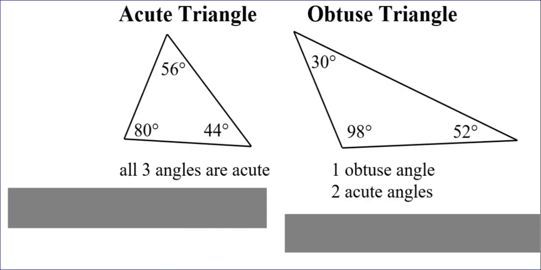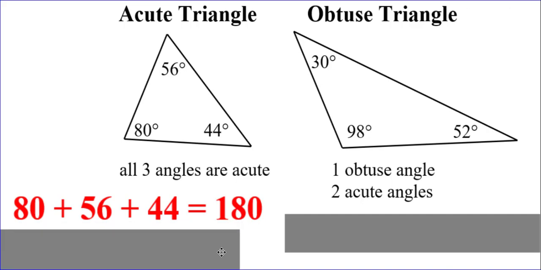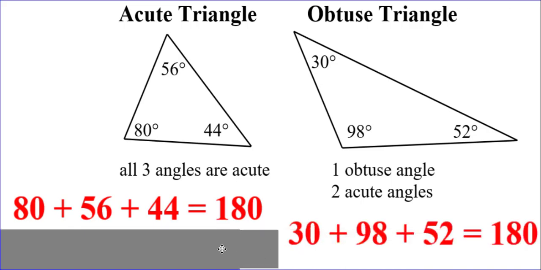It could be an acute triangle where you have three acute angles. If you add those angles together, it will equal 180 degrees. It could be an obtuse triangle where there's one obtuse angle, two acute angles. You add those angles together, it's still going to be 180 degrees.